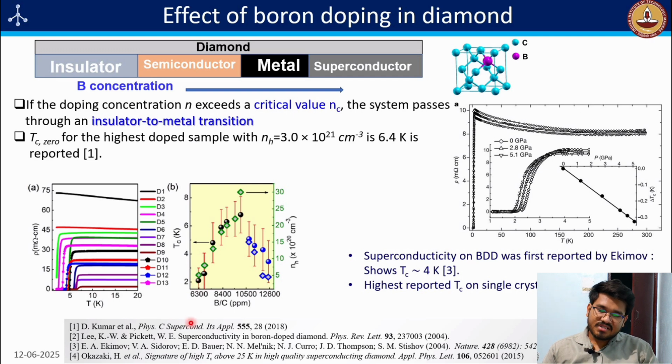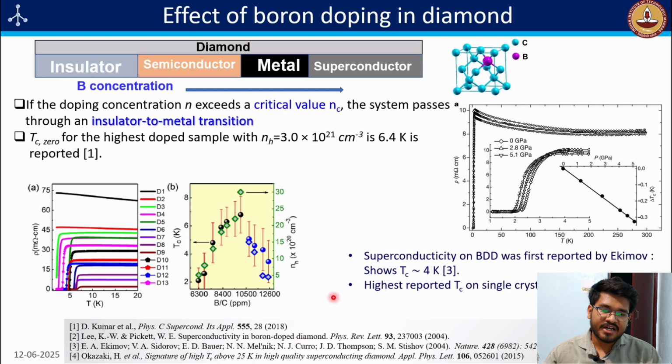So this work was done by one of my seniors, Dinesh Kumar, and he has done some fantastic work. He slowly increased the boron concentration and measured the superconducting transition temperature for various samples, and he has shown that at a critical concentration your Tc is high. Literature says that if you increase the boron concentration then your Tc will be high, but after some critical concentration Tc will again come to the lower side, and this is pretty much familiar with other superconductors as well.